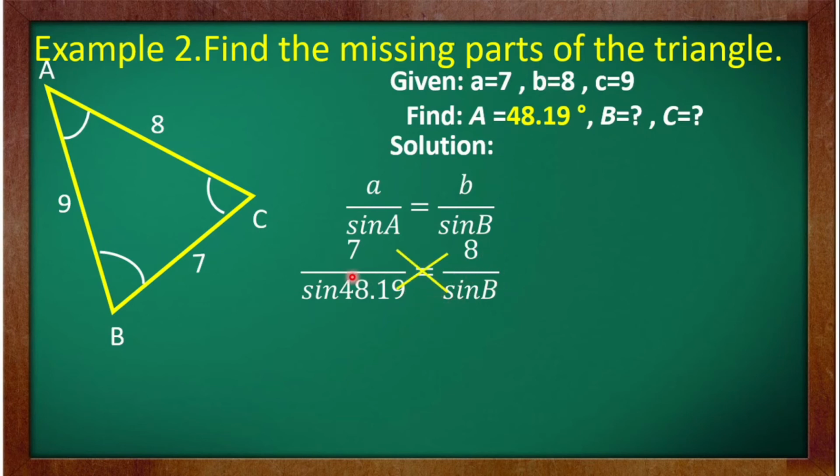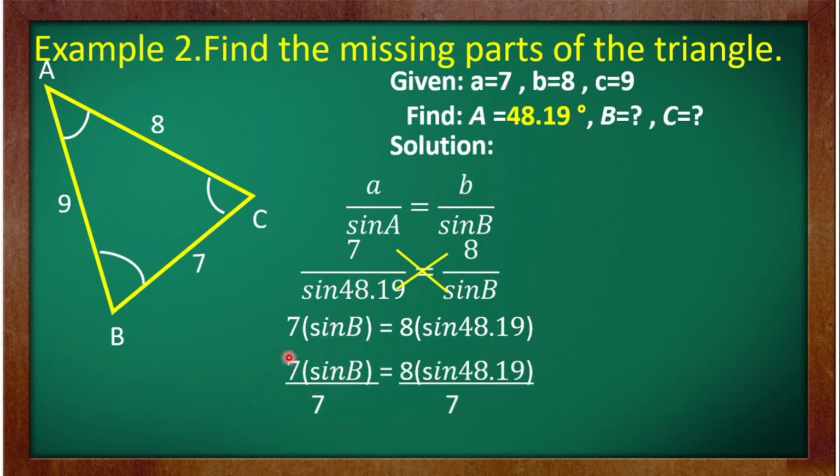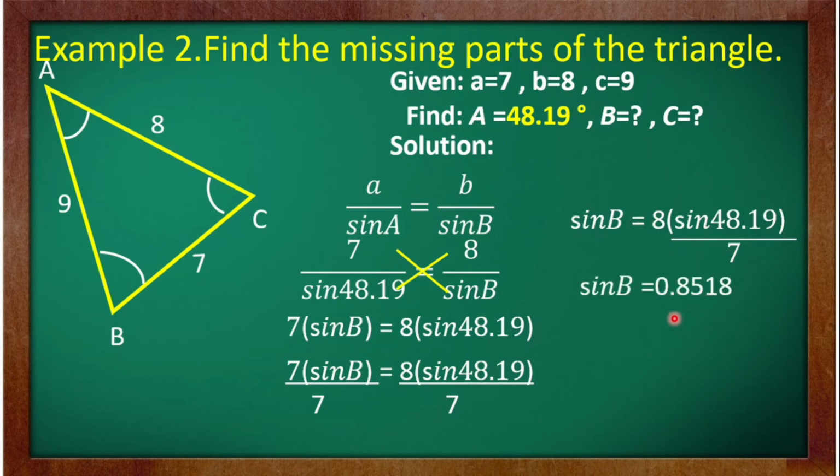Then cross multiply, sine B times 7, that is 7 sine B, is equal to 8 times sine 48.19 degrees, so that is 8 sine 48.19. Then para makuha yung sine B, divide both sides by 7. So cancel to, ang matitira ay sine B is equal to 8 sine 48.19 over 7. Then calculate natin sa calculator, ang magiging value nito ay 0.8518.